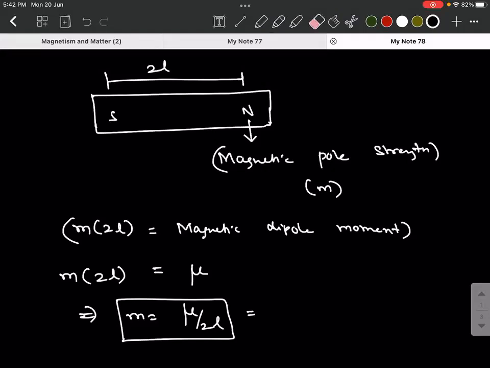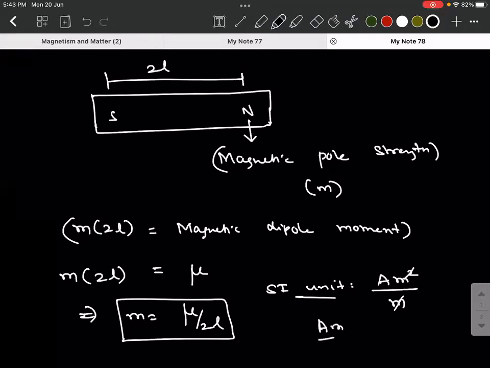So what will be the SI unit for it? Magnetic dipole moment is measured in terms of ampere meter square, and divided by length, which is measured in meter, cancel it. So it is going to be ampere meter. So pole strength of a magnet is measured in ampere meter. Is that clear?